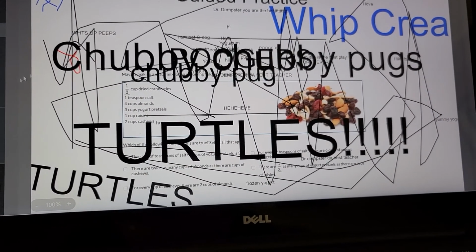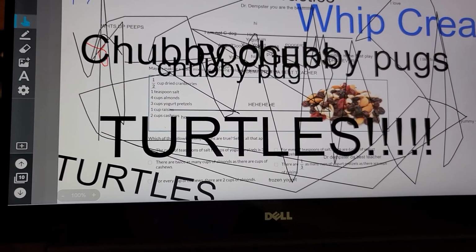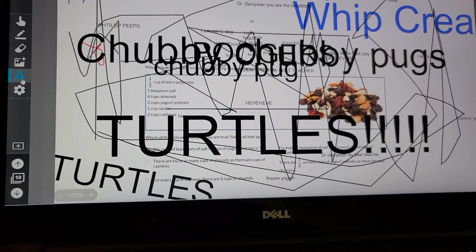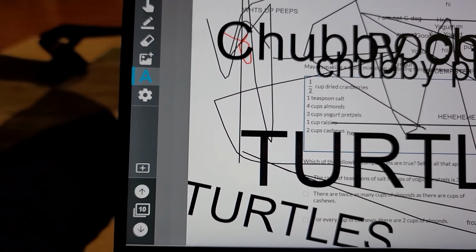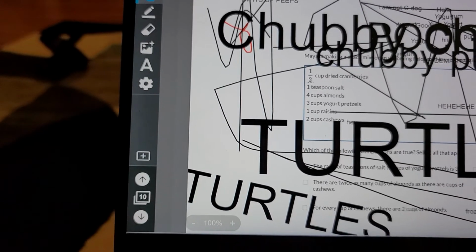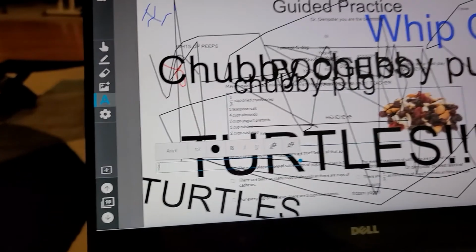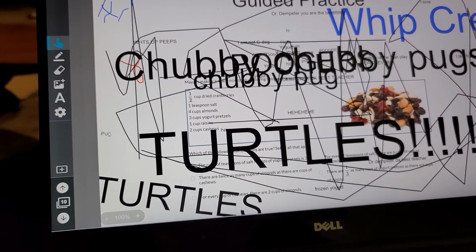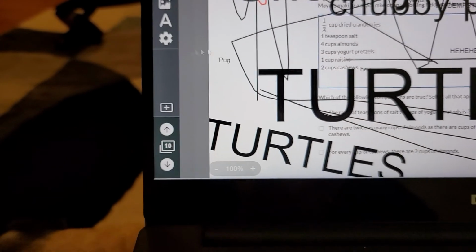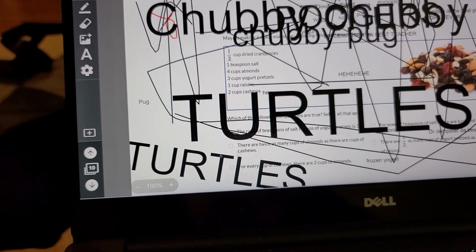So for the guided practice, I put them into teams, and in order to write on this, you would have to click the A button over here, then click somewhere in here where you see that you get a box. And in the box, you can put whatever you want for now. And then you can move this around. That's how you use the collaborative space. Really not for turtles, but turtles are cool anyway.